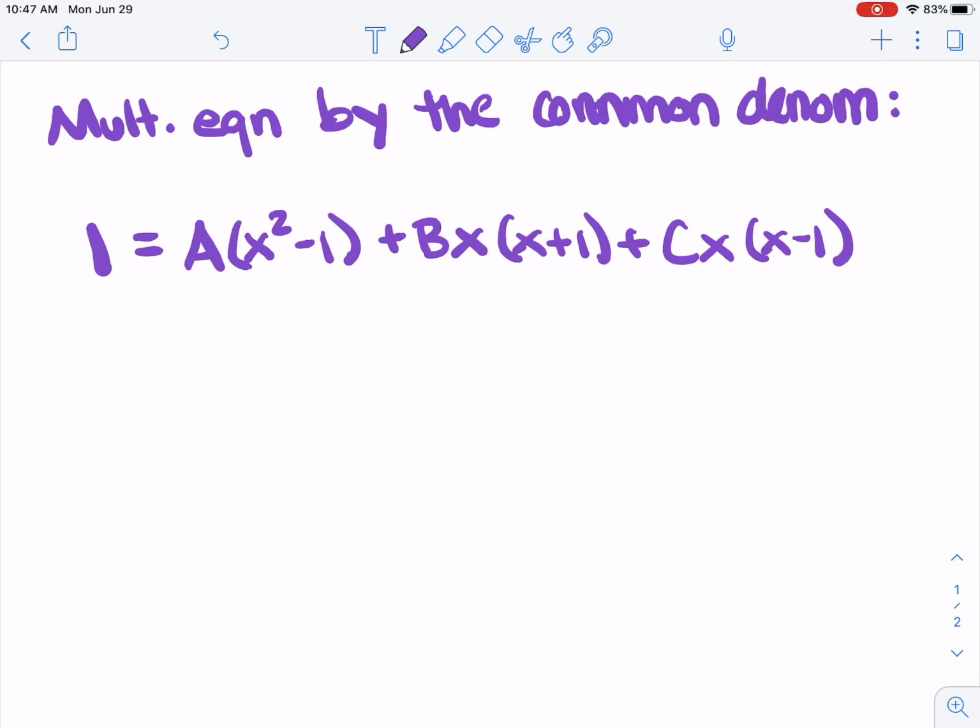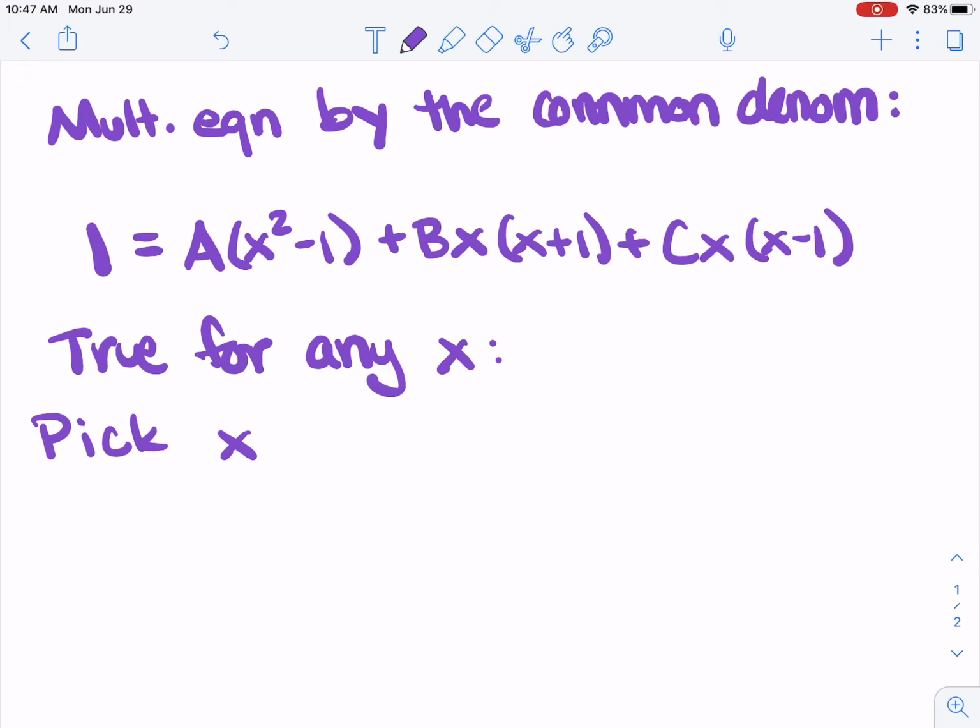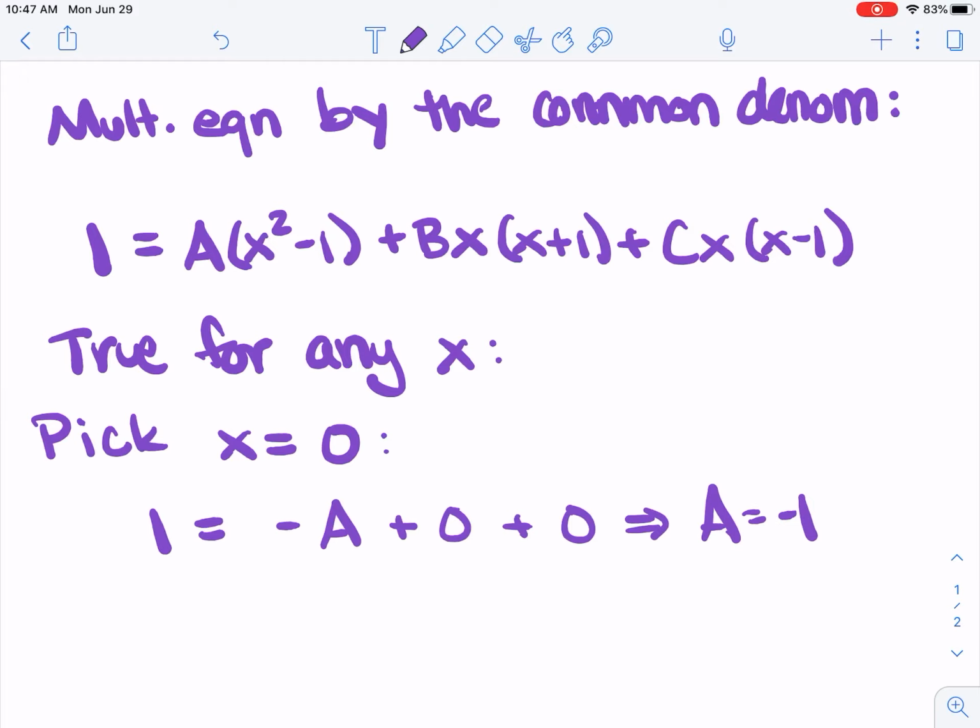Now this is true for any value of x that we could choose. So let's pick some. Let's pick x equals 0. And if I pick x equals 0, this equation has to be true for x equals 0. If I pick x equals 0, what do I get? I get 1 equals negative a plus 0 plus 0. So I know that a is negative 1.